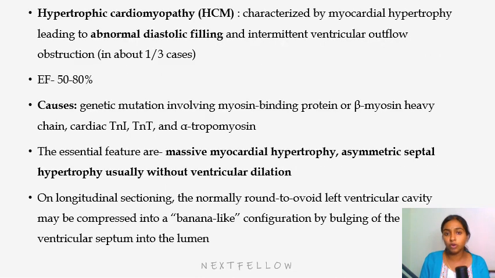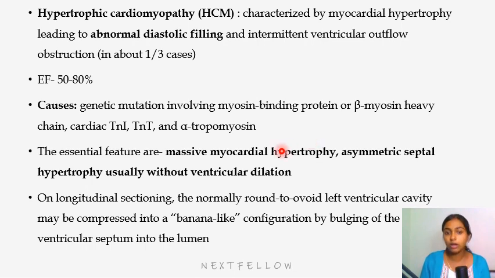Coming to hypertrophic cardiomyopathy. Here the heart will undergo hypertrophy, and there will be abnormal diastolic filling due to the hypertrophy. So the diastolic function is affected, while there is a normal contractile function of the heart. The ejection fraction will be maintained up to 80%. In about one third of patients, ventricular outflow obstruction can also occur. Coming to etiology, there will be mutation of the myosin binding proteins as well as tropomyosin.